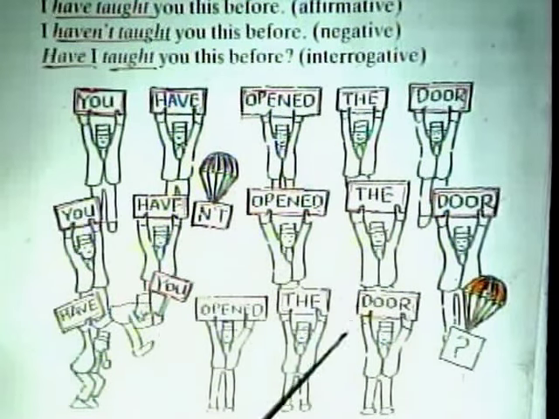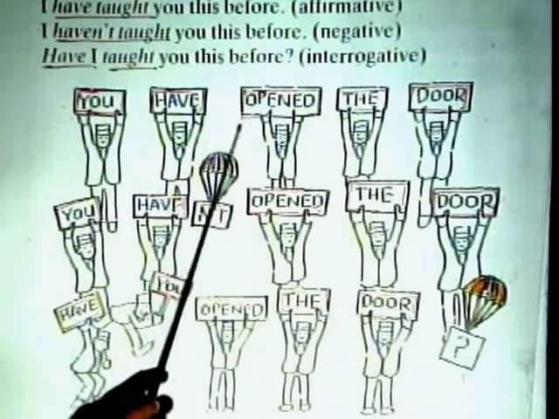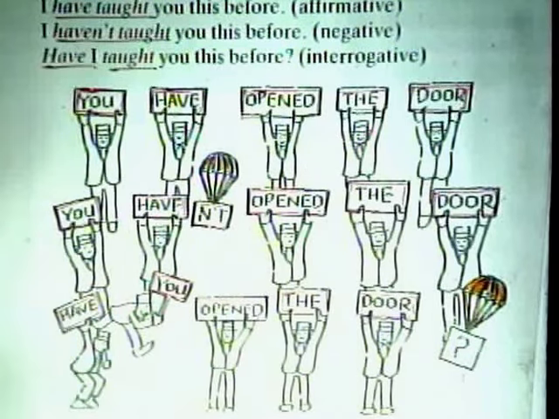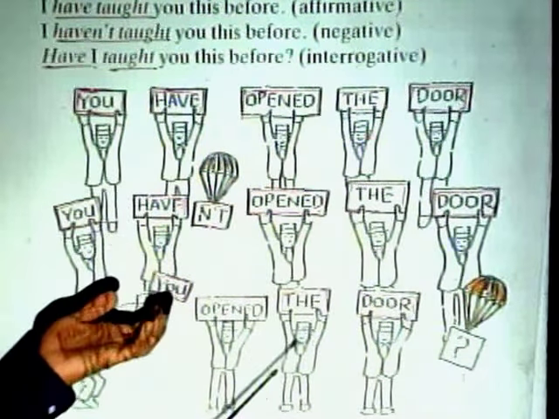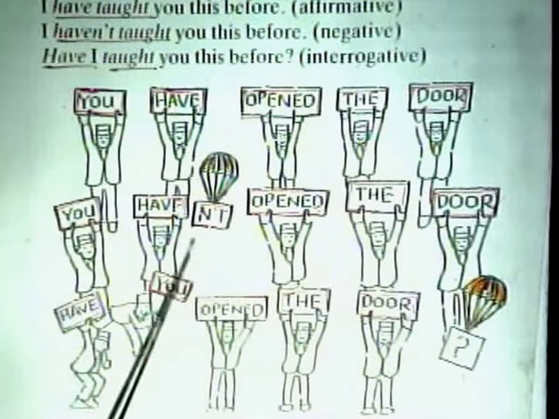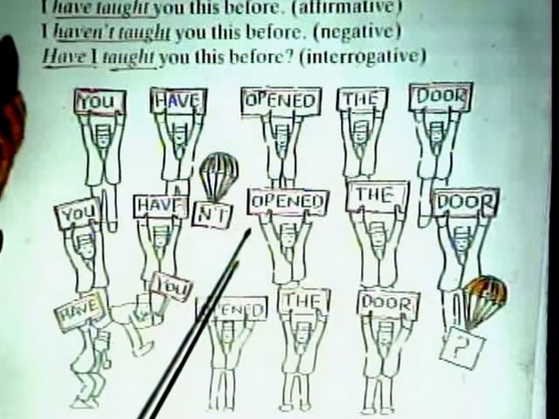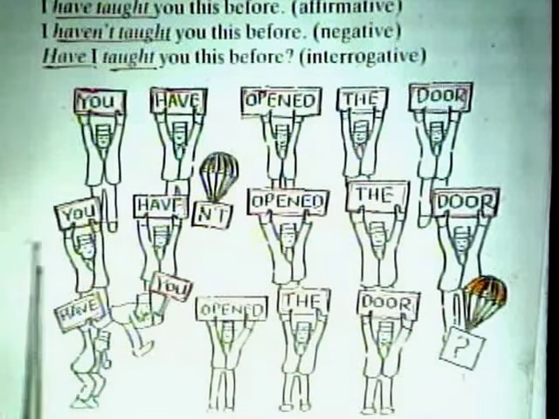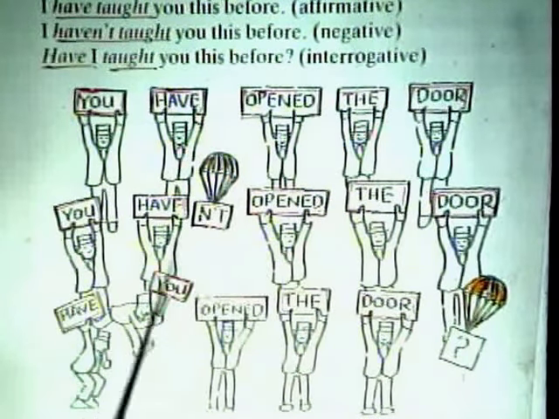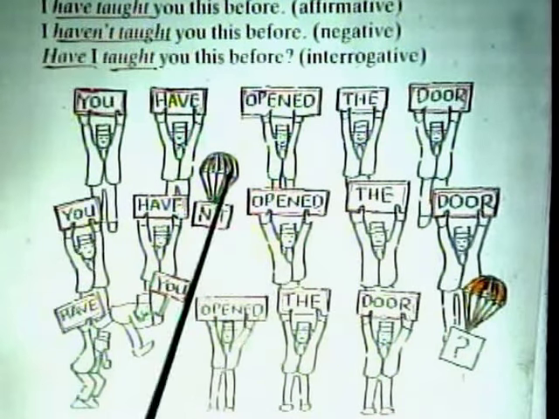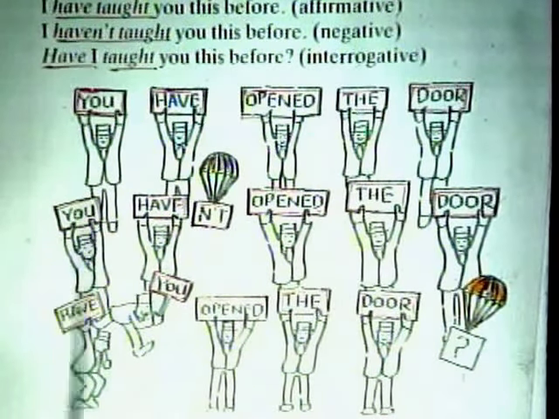So diagrammatically you all have it. For example, you have opened the door, and in the negative, this is the addition that we are making in the affirmative by adding not. This has become a negative one. And so also here, this has gone there. See, another change we have made here: have has come here.